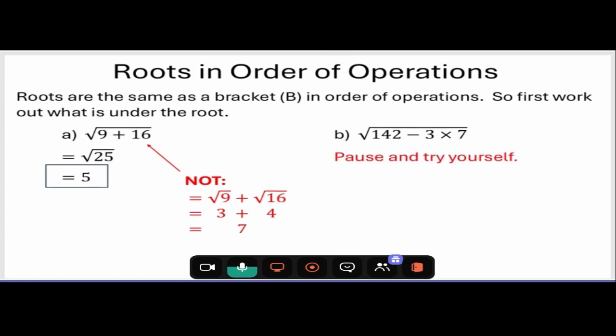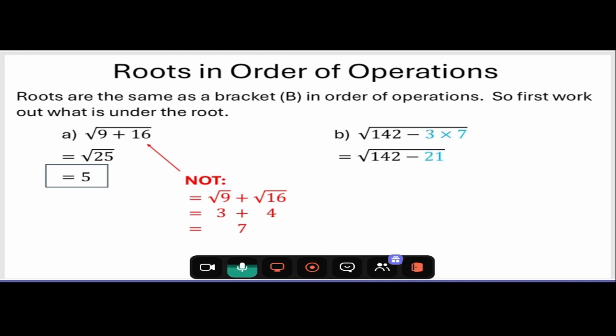I'm going to give you a minute to try on your own. Follow order of operations inside that root and then evaluate the root. Okay, so we look inside that root, which we know we have to work all this out first. And we see we have BEDMAS, order of operations. We want to do this multiplication here before we do the subtraction.